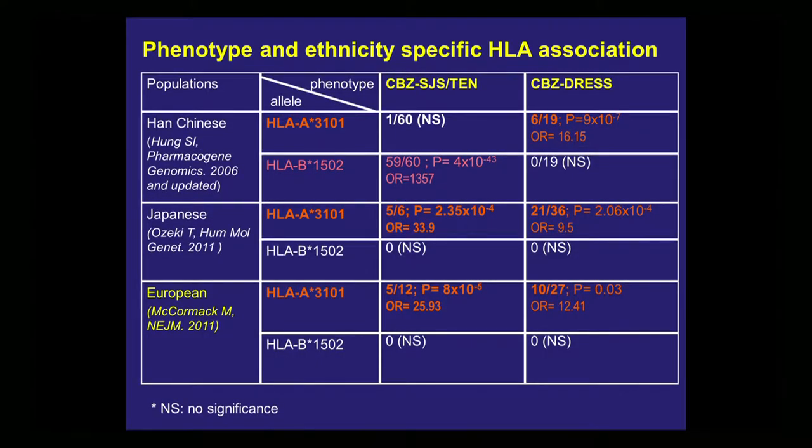Okay, so what is the gene associated with carbamazepine-induced non-Stevens-Johnson syndrome, in terms of hypersensitivity syndrome or maculopapular rash? We have found that HLA-A3101 is significantly associated with this kind of non-Stevens-Johnson syndrome phenotype. And the HLA association is sometimes more complicated than we saw, because in studies from Japan and Europe, the group found that 3101 can be significantly associated with either Stevens-Johnson syndrome or hypersensitivity syndrome caused by carbamazepine in Japanese or European populations.